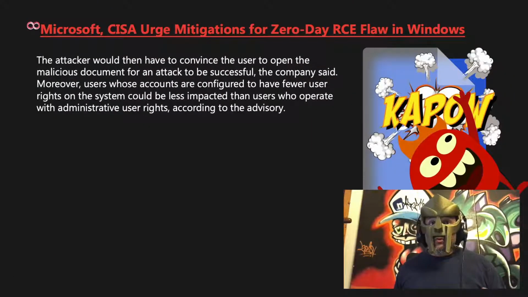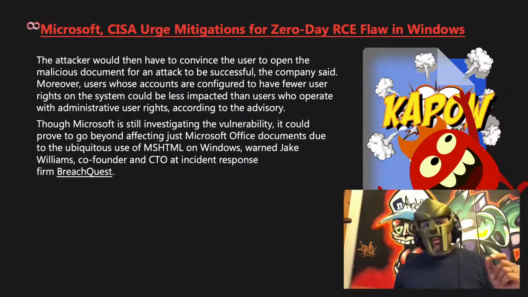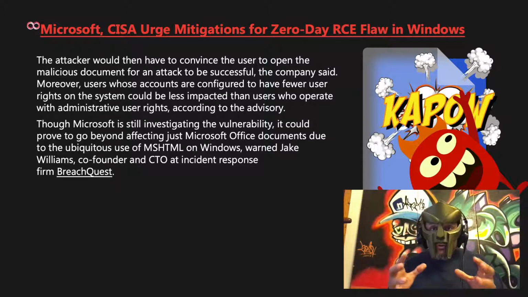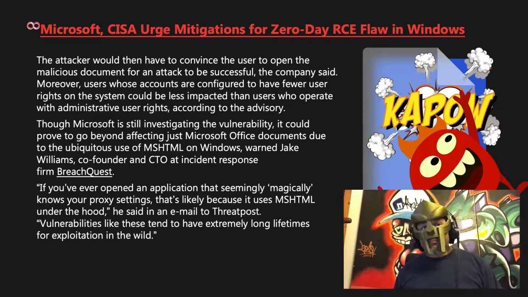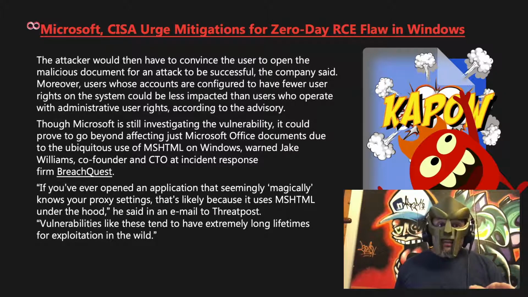Moreover, users whose accounts are configured to have fewer user rights on the system could be less impacted than users who operate with administrative user rights, according to the advisory. Though Microsoft is still investigating the vulnerability, it could prove to go beyond affecting just Microsoft Office documents due to the ubiquitous use of MSHTML on Windows, warned Jake Williams, co-founder and CTO at incident response firm BreachQuest. If you've ever opened an application that seemingly magically knows your proxy settings, that's likely because it uses MSHTML under the hood, he said in an email to ThreatPost.